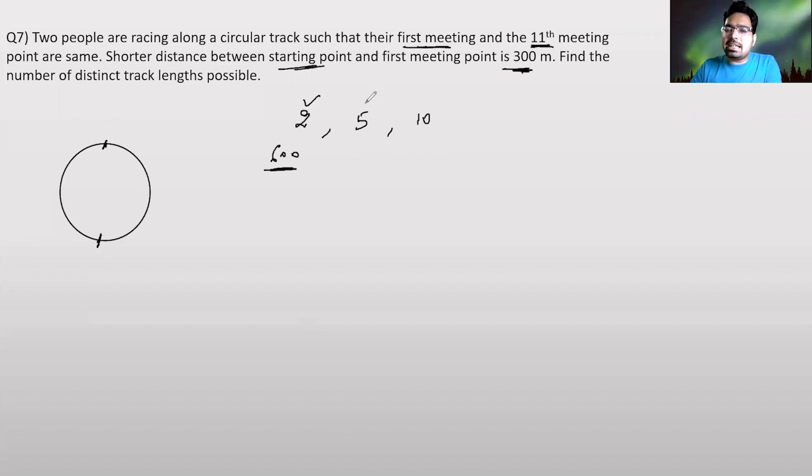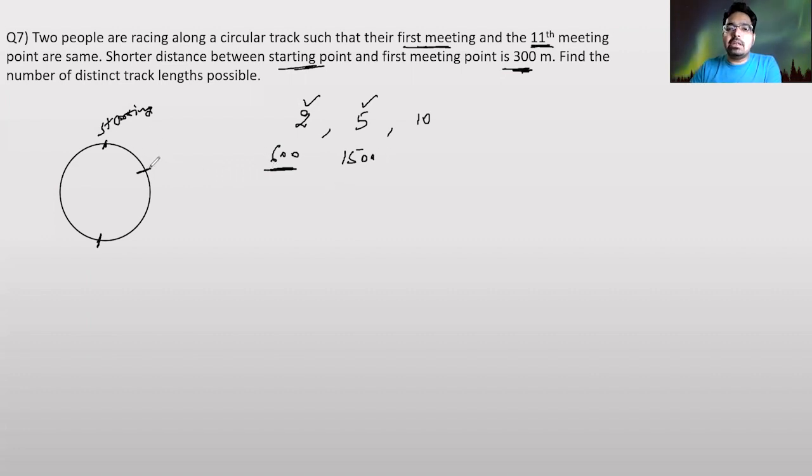Now, let's look at the second case. If they have 5 distinct meeting points, so suppose this is your starting point. First thing that can happen is you may have each of these lengths as 300 meters and you have 5 distinct points. So at 300 they meet for the first time, then at 600, then at 900, then at 1200, and then at 1500. So what can be the track length? It can be 1500 meters, right?